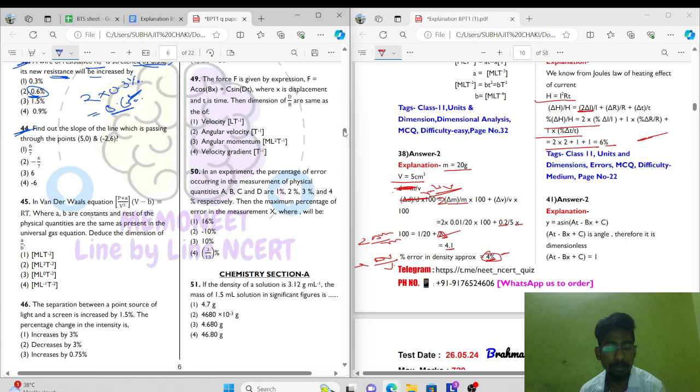Find the slope. How to calculate? First of all, I think you guys got this kind of numericals. So that is m. The value of m is nothing but y2 minus y1 divided by x2 minus x1. y2 means 6 minus 0, x2 means minus 2 minus 5. That means it will become minus 6 by 7. Question 44. Yeah, option number 2 is the correct one.